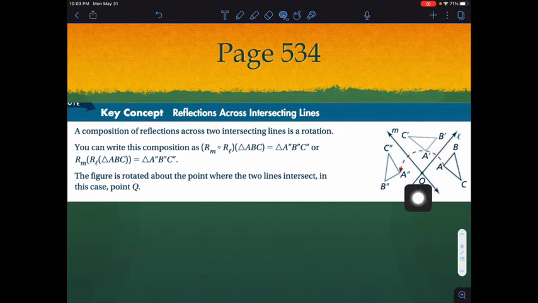So here is point Q, and lines L and M are intersecting. If we reflect our triangle ABC over line L, we'll get triangle A prime, B prime, C prime, and if we reflect triangle A prime, B prime, C prime over line M, we get triangle A double prime, B double prime, C double prime.